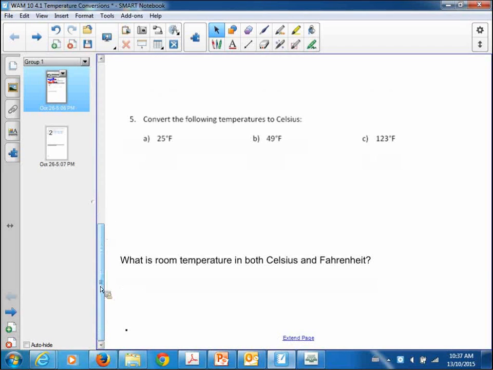Then, what is room temperature? Do you know what room temperature should be? It's not today. In Celsius, it's 21 degrees. Find out what this room should be at, 3 degrees warmer Celsius. Find out what it should be in Fahrenheit. And then on the other side, I want to show you something here.